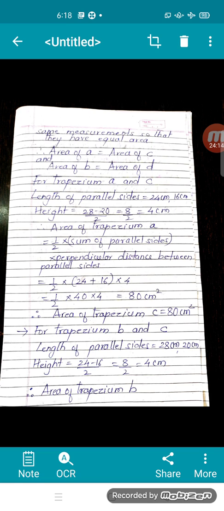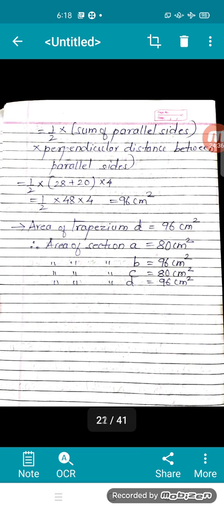Now for trapeziums B and D, the lengths of the parallel sides are 28 cm and 20 cm. So height will be (24 minus 16) upon 2, is equal to 8 upon 2, is equal to 4 cm. Area of trapezium B is half into the sum of parallel sides into the perpendicular distance between them. So half into (28 plus 20) into 4, half into 48 into 4, that is 96 cm square. So the area of trapezium D is equal to 96 cm square.